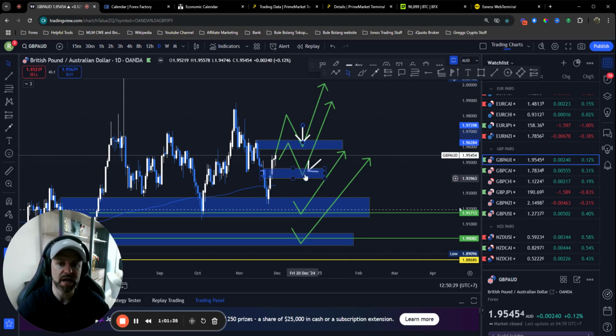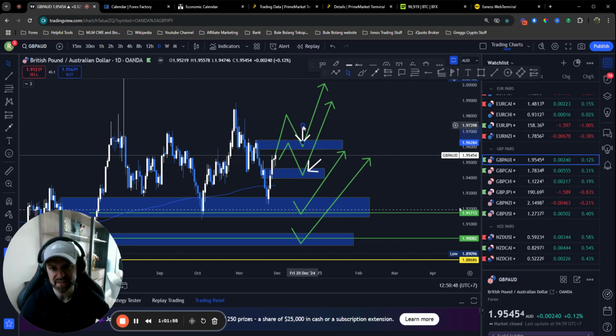You're only entering if it gives you this pullback to this zone here. If it does not give you the pullback to this zone here, you're not entering the market. You're simply watching what it does. If it breaks above here, watching, ignore. Don't try and chase the trade up because it will then pull back, retest this zone, and away it goes.